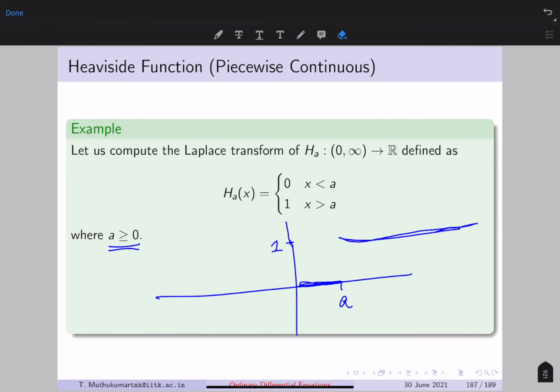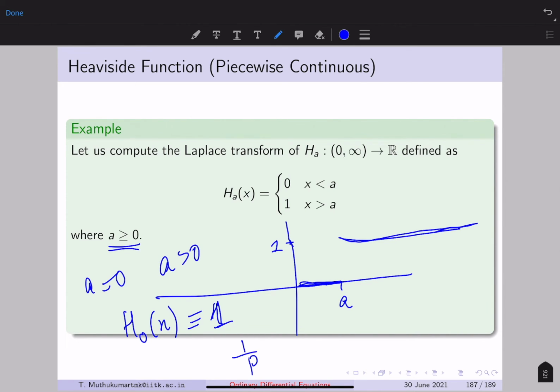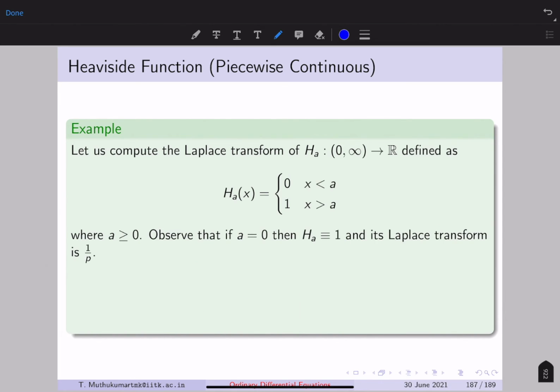Now when a is equal to 0, h_0(x) is precisely the constant function 1, which we have already computed. Its Laplace transform is 1 over p, right? That's just the constant function 1. But when a is strictly greater than 0, then you have a piecewise continuous function. What is the Laplace transform of that? So let's compute. As I have already observed, when a is 0, the Heaviside function is the constant function 1, so the Laplace transform is 1 over p.